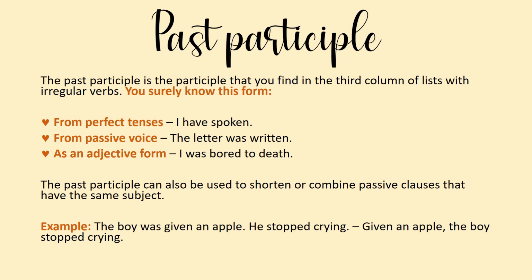Past participle. The past participle is a participle that you find in the third column of lists with irregular verbs. You surely know this form. From perfect tenses, it is I have spoken. From passive voice, it is the letter was written. And as an adjective form, it is I was bored to death.